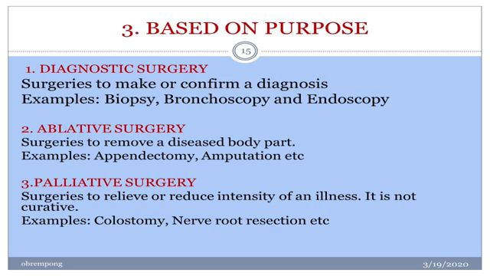So the appendix is removed because it is diseased, inflamed, and affected. We don't want this infection to get access to the various parts of the body, or become systemic. Therefore, we take out that part of the body that is diseased. People also have a part of the kidney that is diseased removed, or an amputation. Palliative surgery is done to relieve or reduce the intensity of an illness.